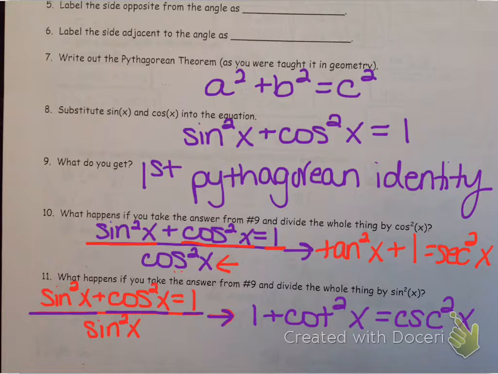So if you only memorize one of them, obviously the first one would be the most important because you can derive the other two from it. But I would recommend you memorize all 3 of these Pythagorean identities and learn to rearrange them and that kind of stuff in your head.